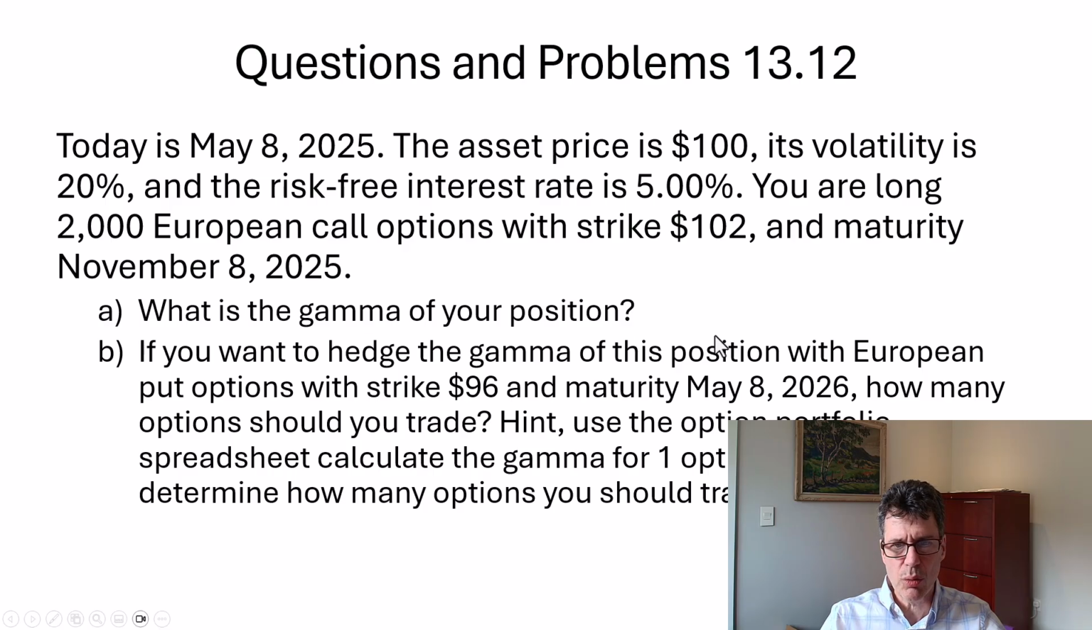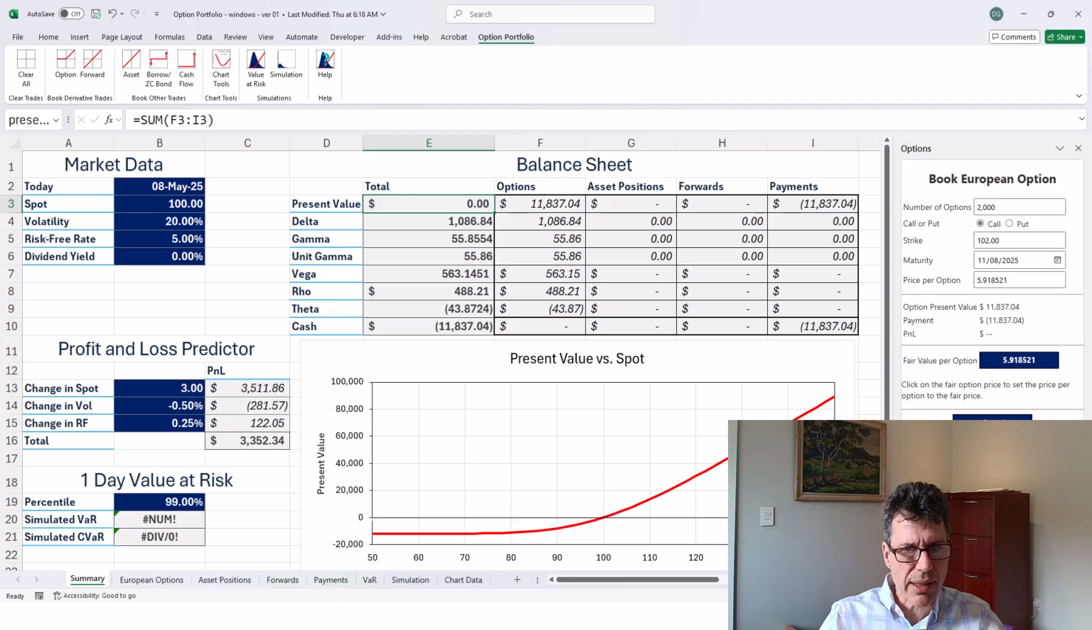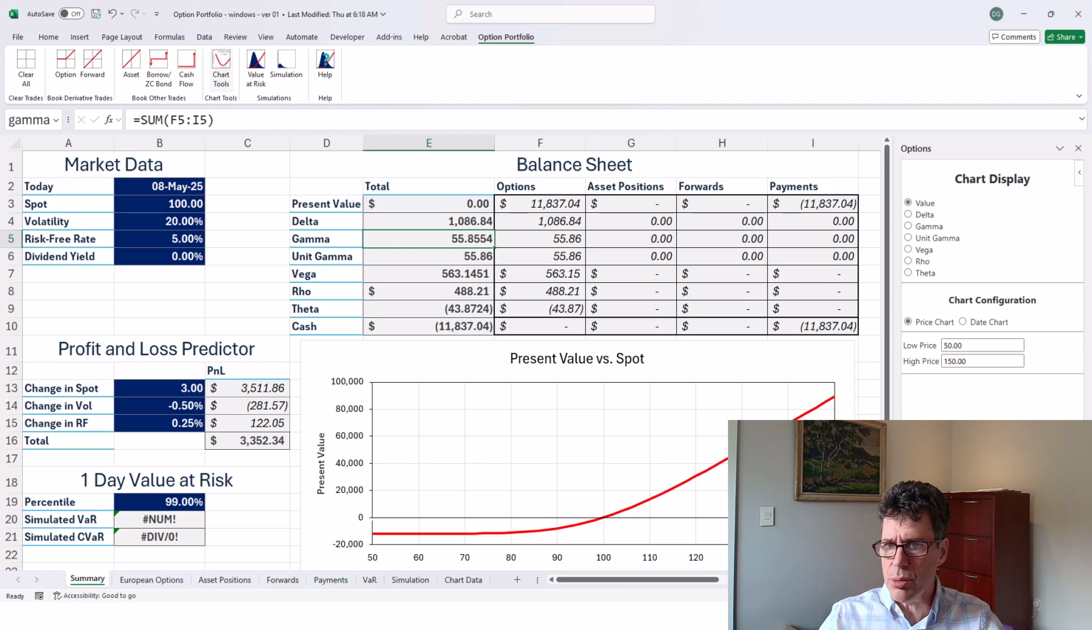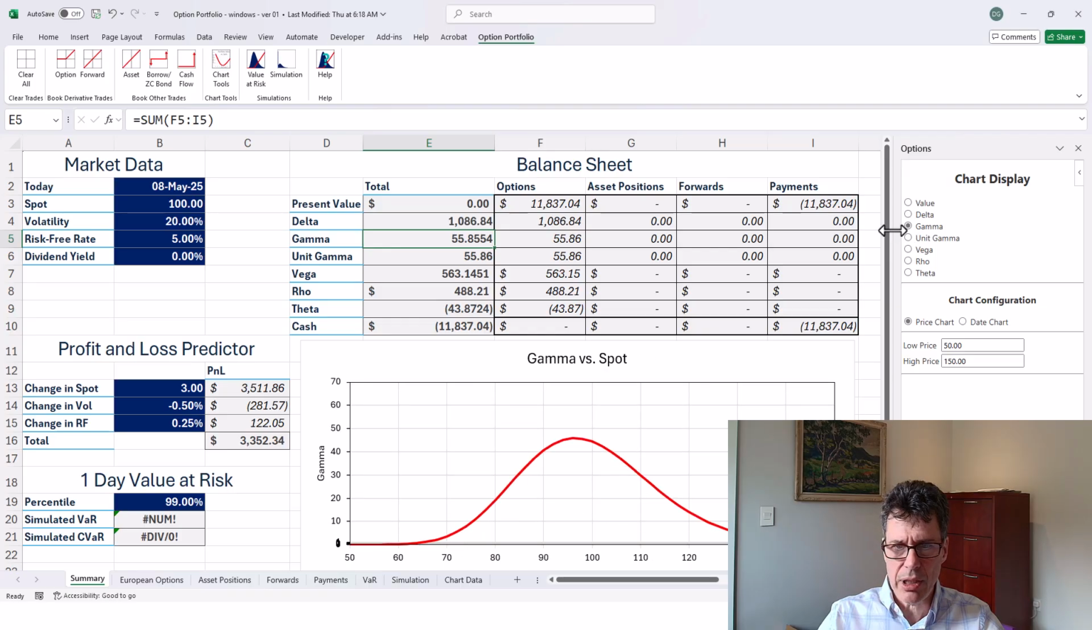First question, what is the gamma of our position? That's given on this front sheet. We've got that on the balance sheet. The gamma is 55.88554. If I go to my chart tools, I can change the chart to be gamma, and we can see what that looks like. That's our standard gamma graph.